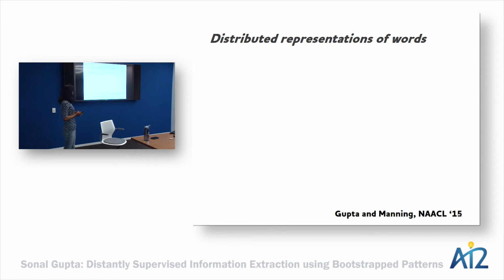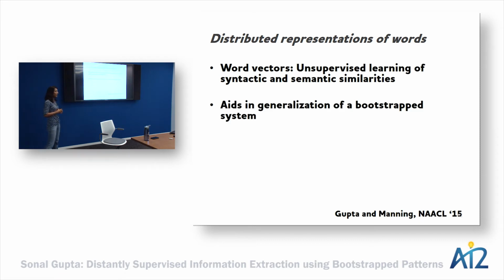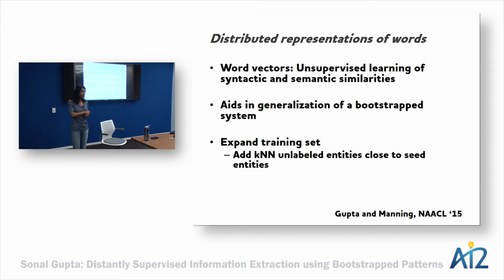So we use these word embeddings and the unsupervised learning of syntactic and semantic similarities to aid the generalization in our system. And we expand the training set by looking at the k nearest neighbors of the seed entities in this space and adding them to the set. Pretty straightforward, simple approach, but it actually works.